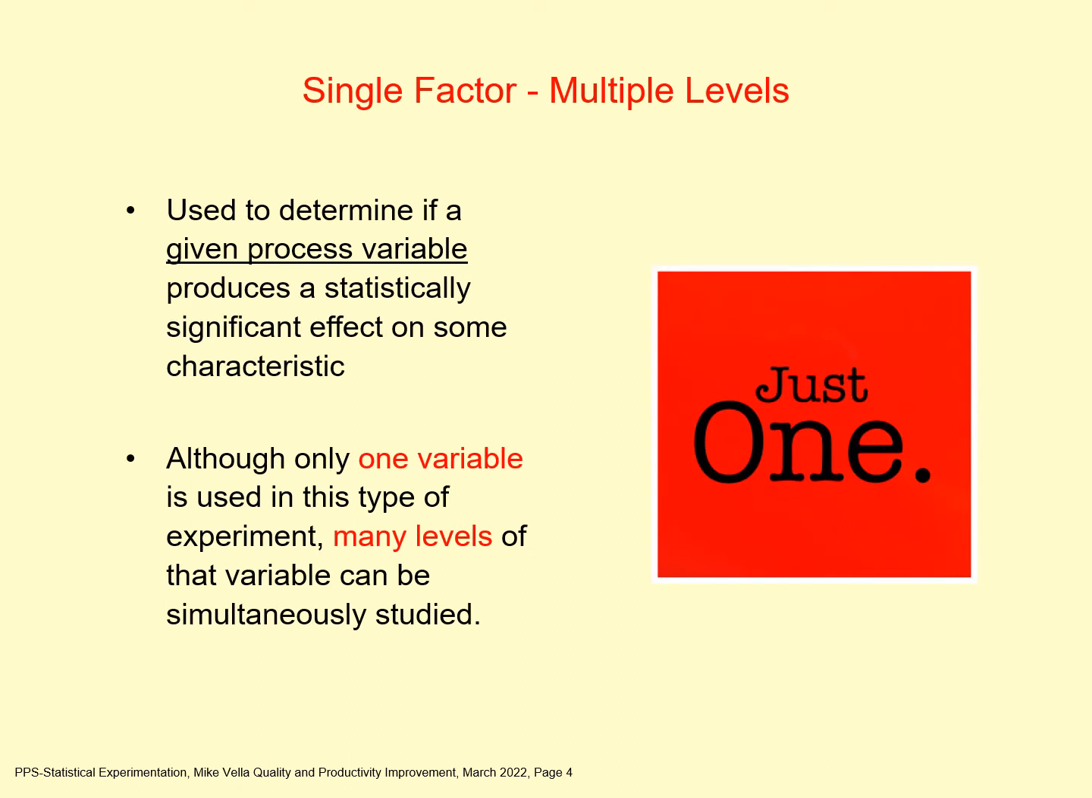Single factor, multiple levels. These experiments are used to determine if a given process variable produces a statistically significant effect on some characteristic. So that's one factor. Although this one variable is used in this type of experiment, many levels of that variable can be studied simultaneously.